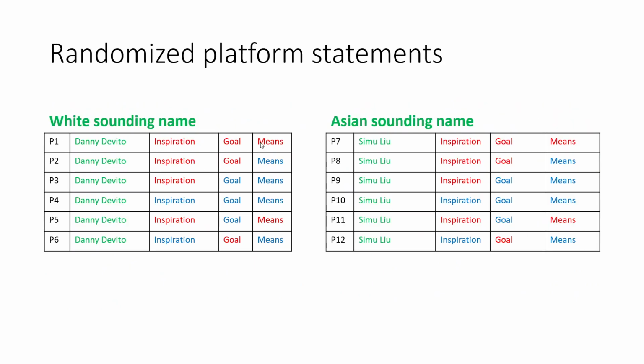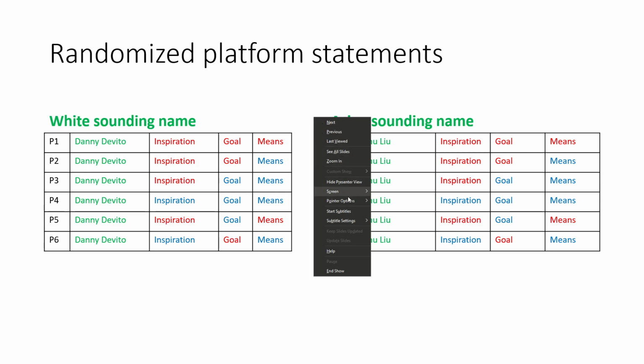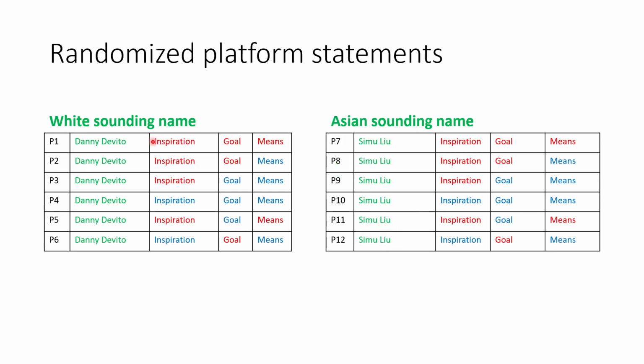So here we have 3 red statements, all 3 from the red side. Let me change my pointer. And here we have all 3 from the blue side, but we also have every combination in between. So we've got red, red, blue. We got blue. Where's blue, blue, red? I guess I don't have every combination. I messed that up.